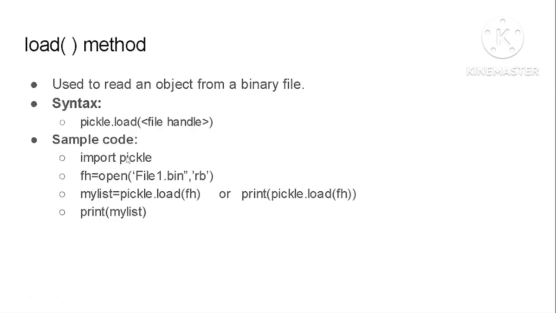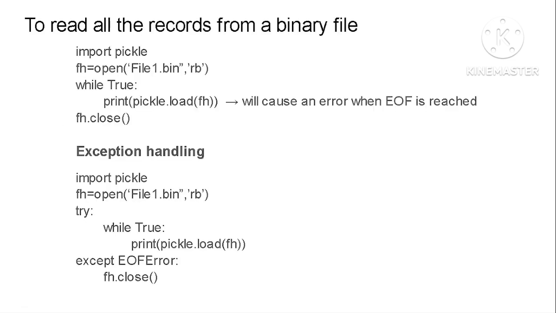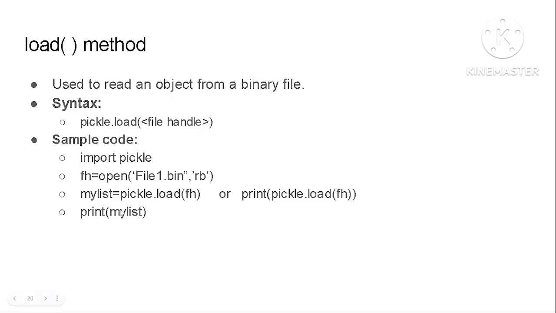So import pickle, open the file in reading mode, rb. Then I'm giving my list equal to pickle.load of fh. When I give pickle.load of fh, the first object which is there inside the file will be read and stored inside my list, and my list will be printed on the screen. So this is how we read and write from a binary file. Now what did I show you? Just one single statement, pickle.load. This will read only one object.